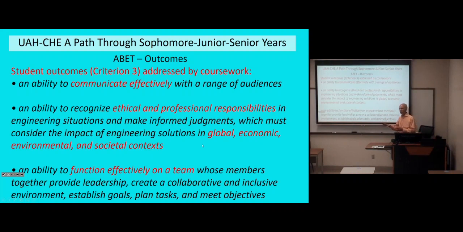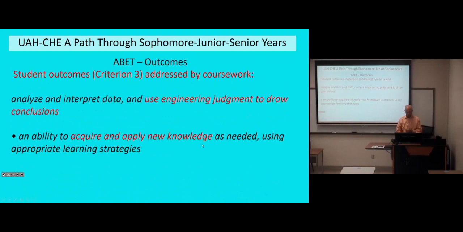You don't want everybody from the same university with exactly the same training working on a particular problem. You want people with a little bit different thought processes working with you to come up with a solution that works globally. And by globally, I don't mean across the world, I mean globally in terms of an industry. We expect you to analyze and interpret data and use engineering judgment to draw conclusions. That's a lot of what you're doing in your sophomore and junior years.